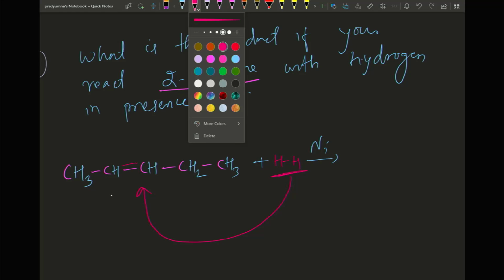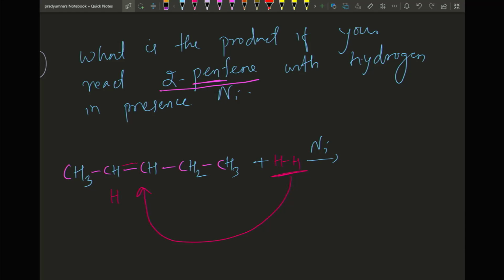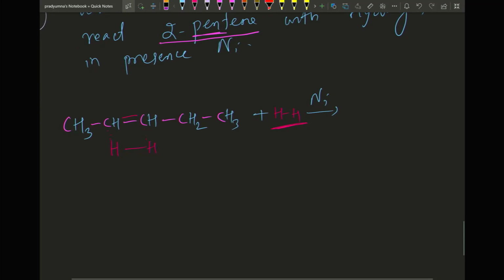So all I'm doing is writing the hydrogen right under it and making this new bond. That's all you have to do. You have to break the red double bond here and attach this one there. So what is the product going to be?